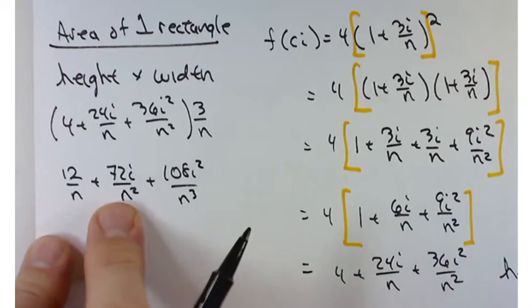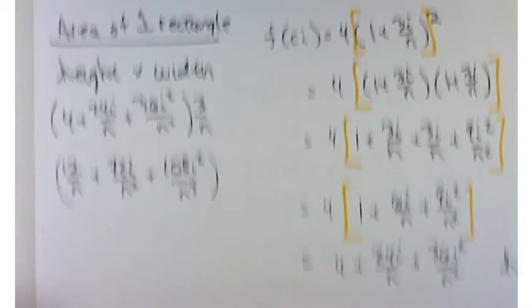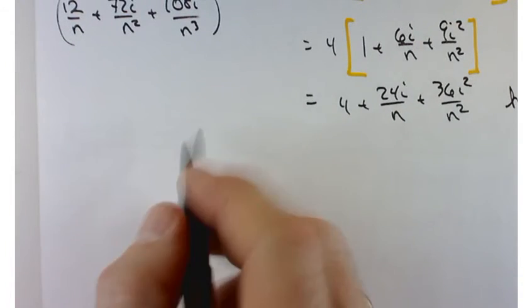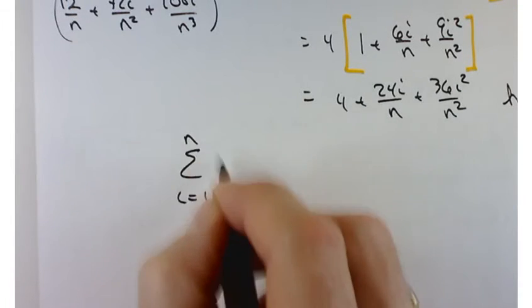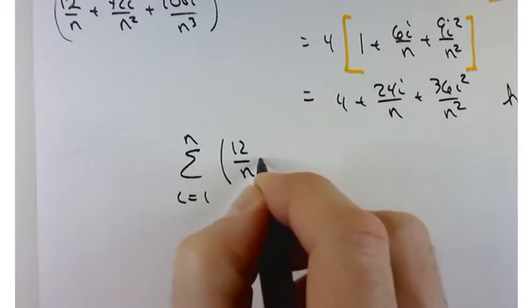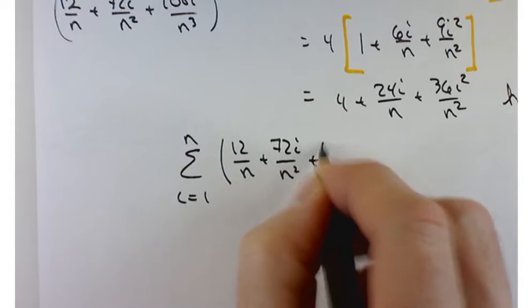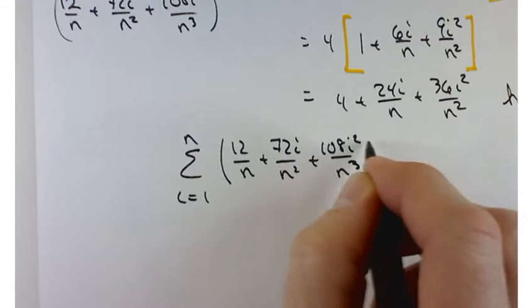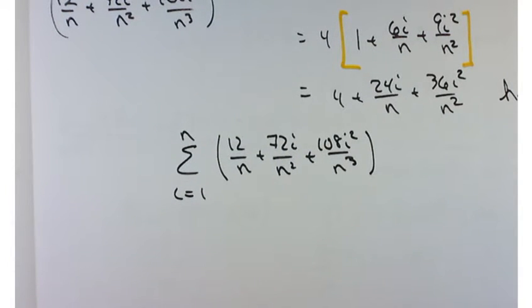So let's add up the area of all those rectangles. Here's our expression right here. If I add up the area of all those rectangles, it's going to be the sum from i equals 1 to n of 12 over n plus 72i over n squared plus 108i squared over n cubed. Right now, this is just an approximation.